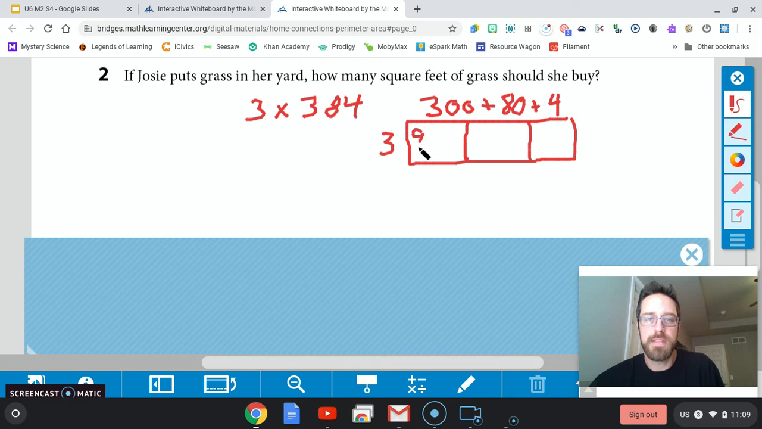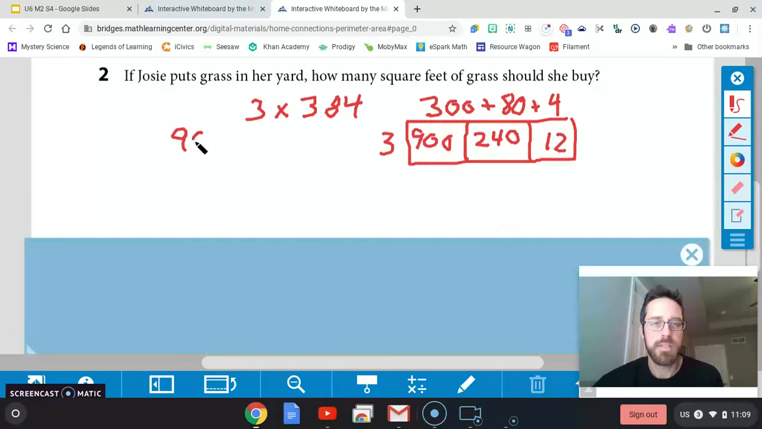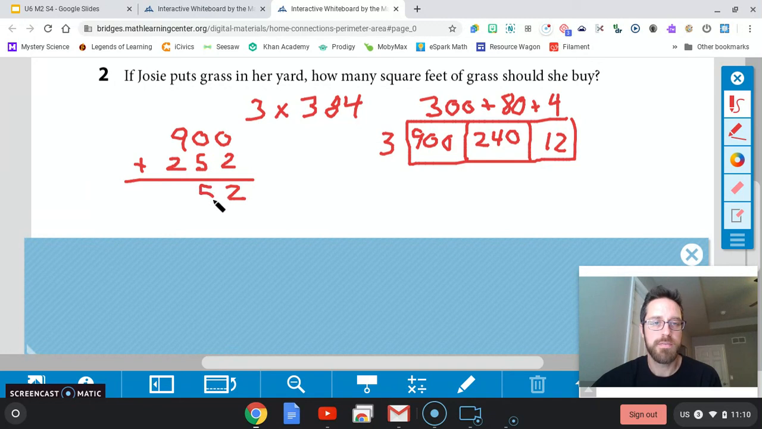3 times 3 is 9, so 3 times 300 would be 900. 3 times 8 is 24, so that'd be 240. And then 3 times 4 is 12. So now that'd be 900, and now I just have to add them together. 240 plus 12, I'm just going to add these together right away. So that'd be 252, which then if I add them together, 2, 5 plus 0 is 5, 9 plus 2 is 11. I ended up with the same answer of 1,152.